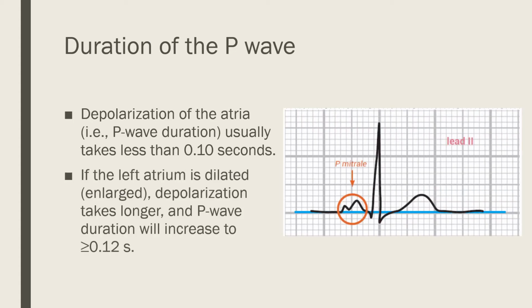If the left atrium is dilated, enlarged, depolarization takes longer and P wave duration will increase to more than 0.12 seconds, which means more than 3 small squares in the ECG tracing.